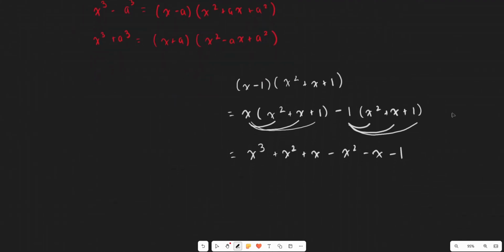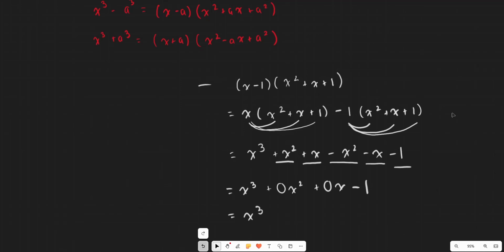Now let's just add our like terms. We only have one x cubed, so that remains as is. We have x squared minus x squared, so that cancels out to 0. We have 1x and then minus 1x, or negative x, so 1 minus 1 is 0. And then we have a minus 1. So this means that the product equals x cubed minus 1.